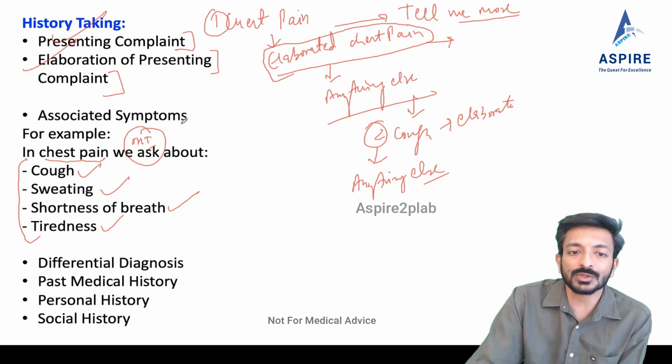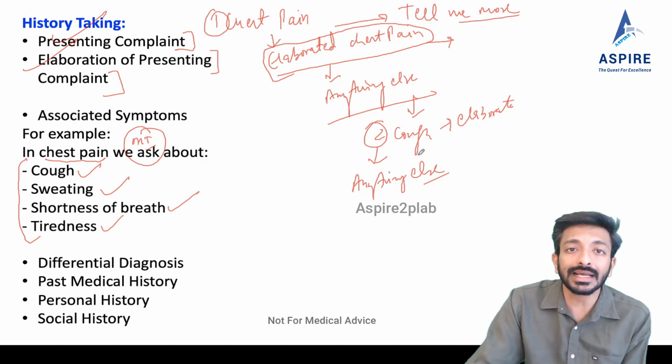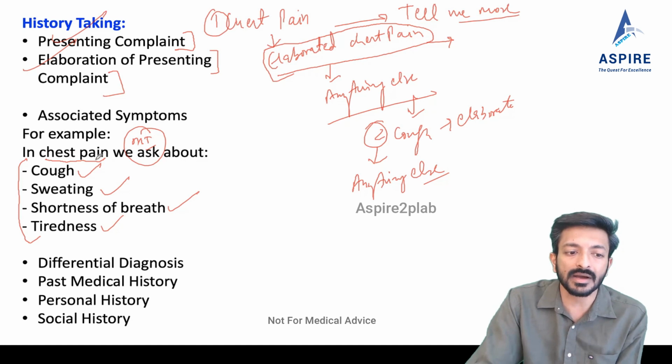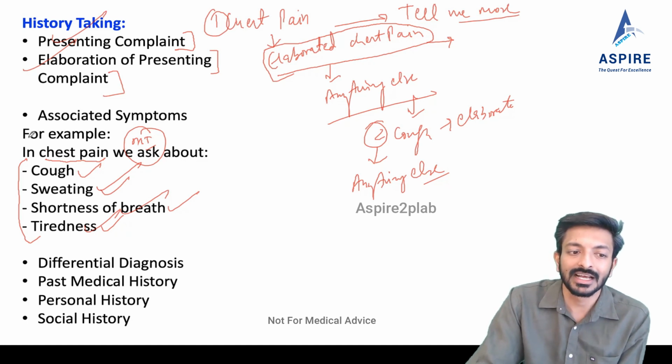Now you need to ask associated symptoms. After elaboration of chest pain and cough, you will come to a diagnosis, a rough differential or provisional diagnosis. Now to confirm, if you're thinking it is ACS or MI, you ask other questions. Do you have any sweating, any shortness of breath, any tiredness? Let's see whether the patient is giving us any of these positive things or not, right? So that is your associated symptoms.